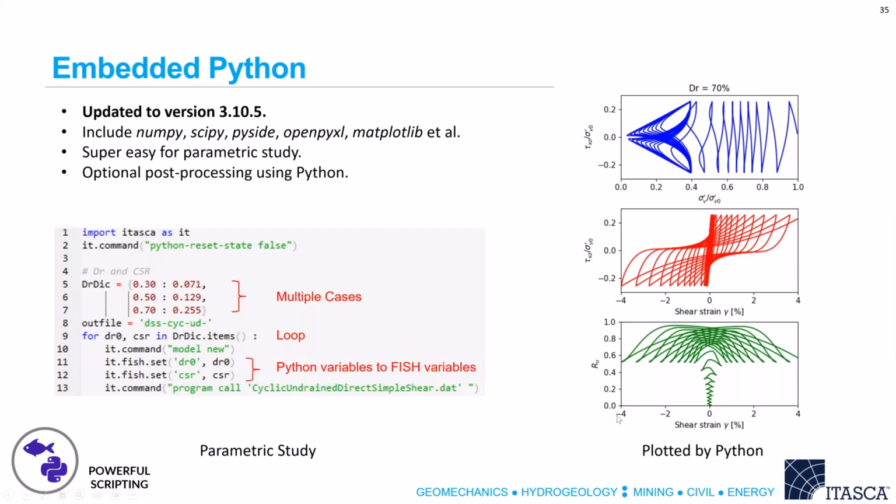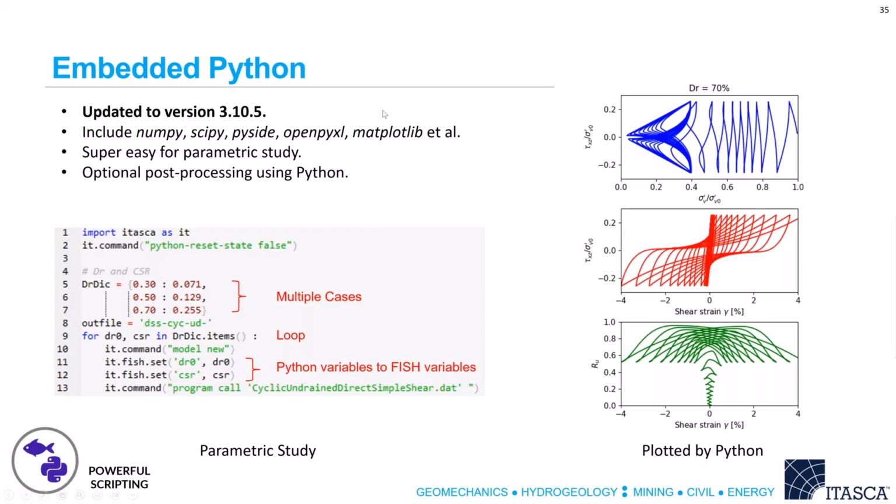For example, in these examples, we have the dictionary in Python. We have some pairs of the relative density and CSR. We have 3 sets of them. And then we're using these 2 lines to convert the Python variables to fish variables. And then we call common data file, cyclic, undrained, direct simple shear. So we can do this parametric study for many cases. Just one click to run.